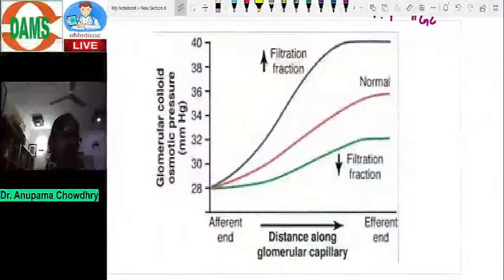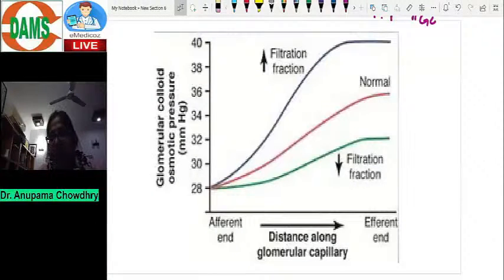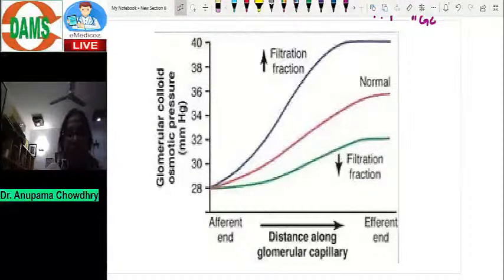This is again an interesting graph. A lot of us are very scared of graphs. Yes, even the ones who have been studying for more than 1 year, 2 years, they're still scared of graphs. Graphs are nothing to be scared of. Focus on what is given on the x-axis, what is given on the y-axis. Now, in this graph, what am I trying to show you?